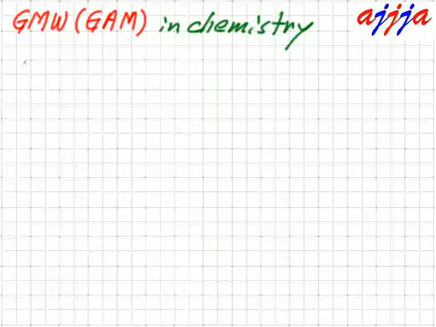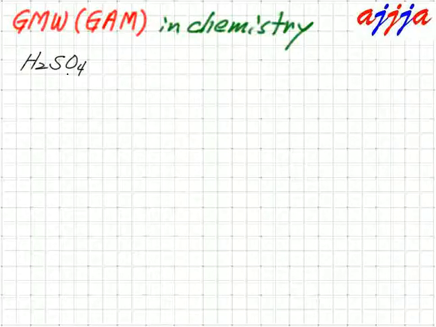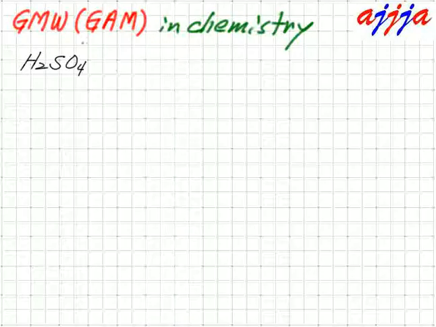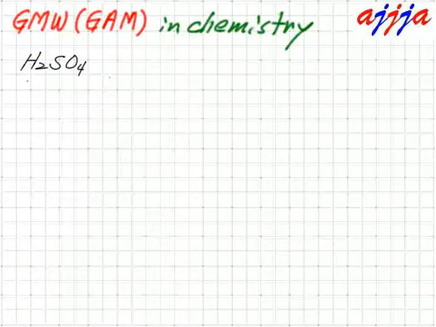Alright, let's talk about this one. How about H2SO4? What is the GAM, which is atomic mass, or gram molecular weight? Each one we have to count. Hydrogen, that's right, the mass is 1. What about sulfur? 32. What about oxygen? Each one has a 16. So all you have to do is multiply by 2 on this one.